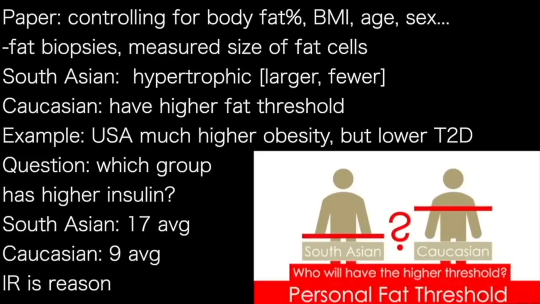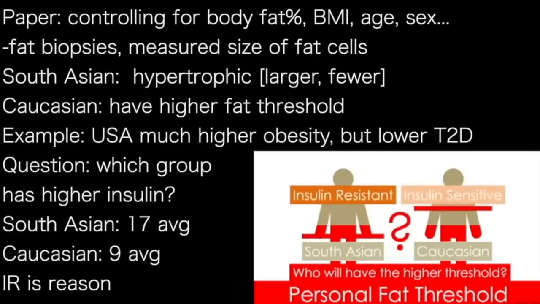Thus, if you take an equal amount of body fat across the population, you will see that one group will have surpassed its threshold and thus be insulin resistant, while the other is still doing metabolically fine. This partly explains some of this odd paradox we see a little bit.